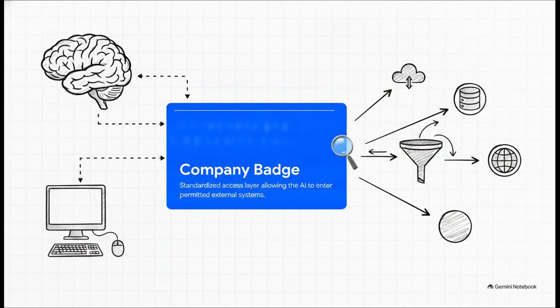The harness around it, which manages memory and state, is the employee's workstation. But MCP? MCP is the company badge. It acts as the standardized access layer that lets the AI securely enter every single external system it's permitted to touch, grab real-world data, and bring it back to the model's context.